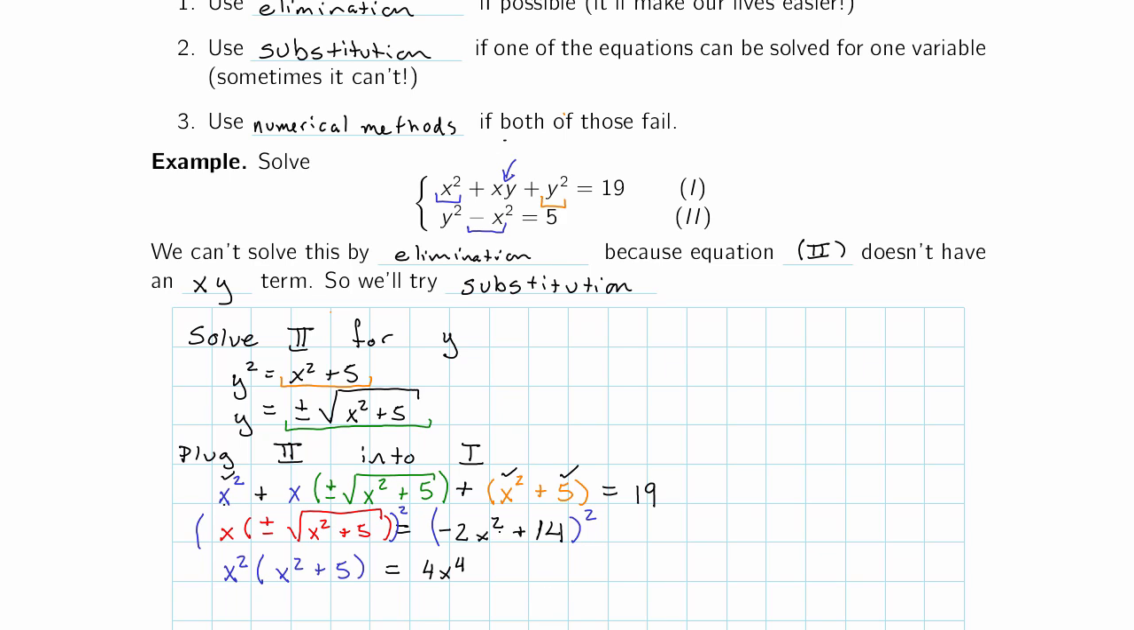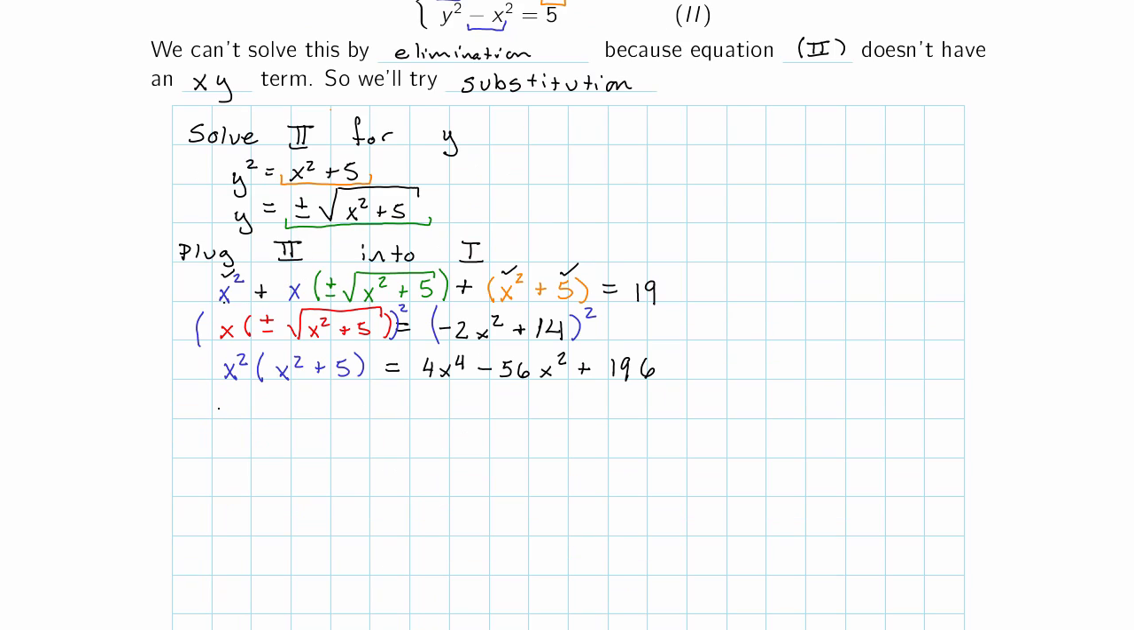Then I'll have 2 times negative 2x squared times 14. That'll be minus 56x squared. Plus, then I'll have 14 squared, which is 196. Okay, that's not too bad. This could be worse. I've got x to the 4th plus 5x squared equals 4x to the 4th minus 56x squared plus 196.